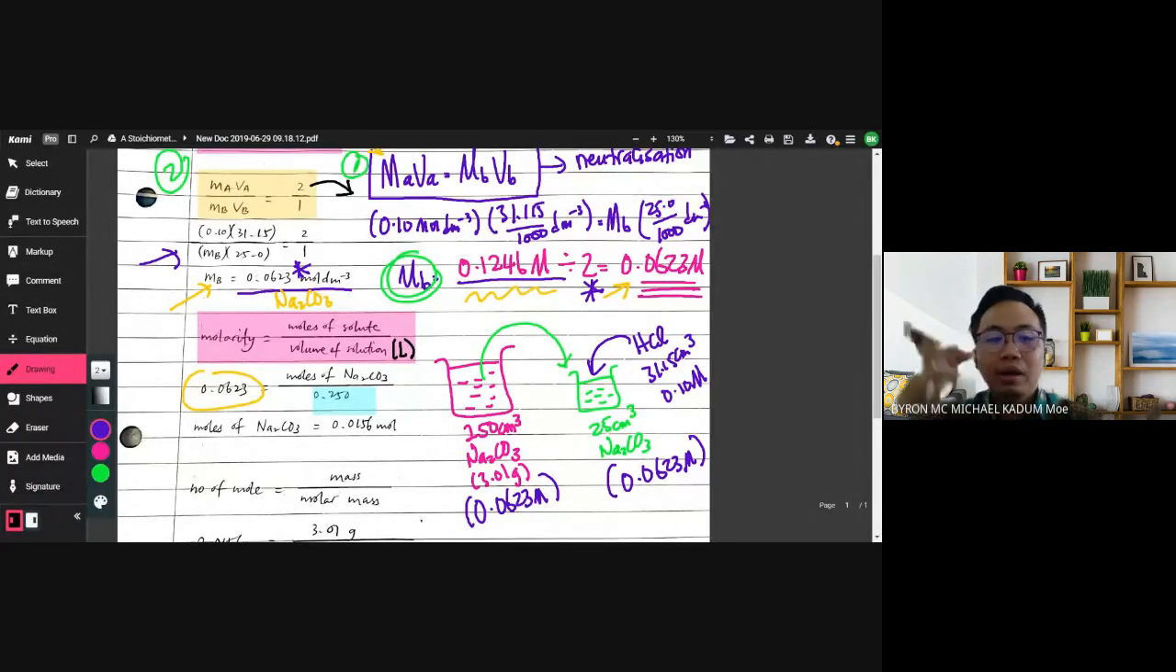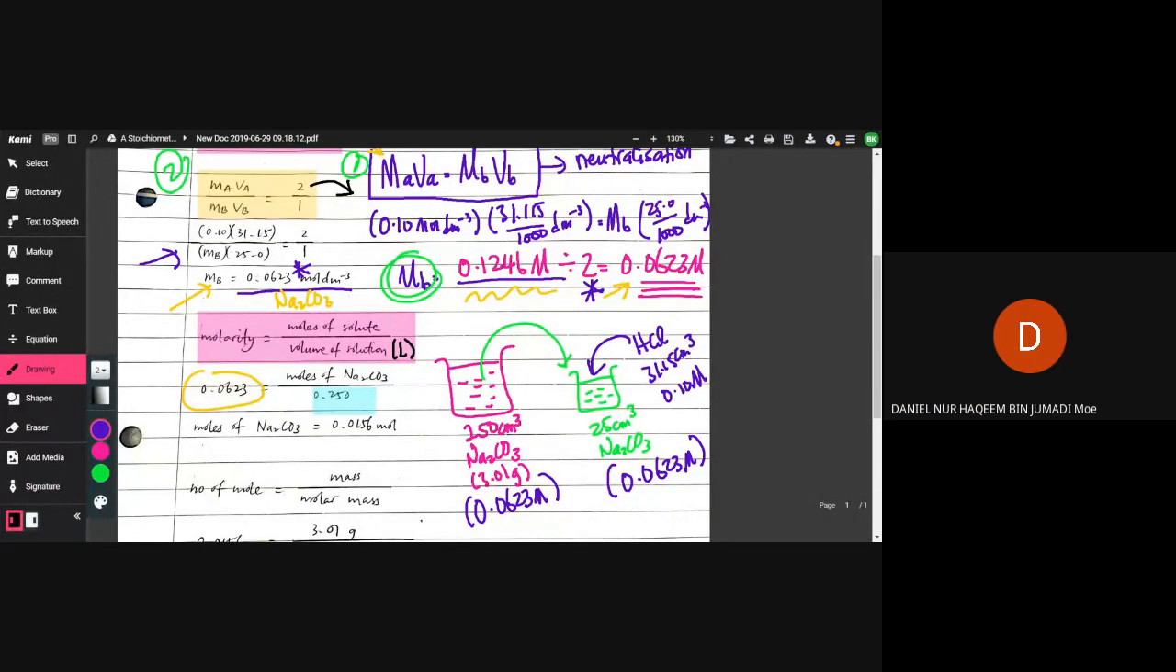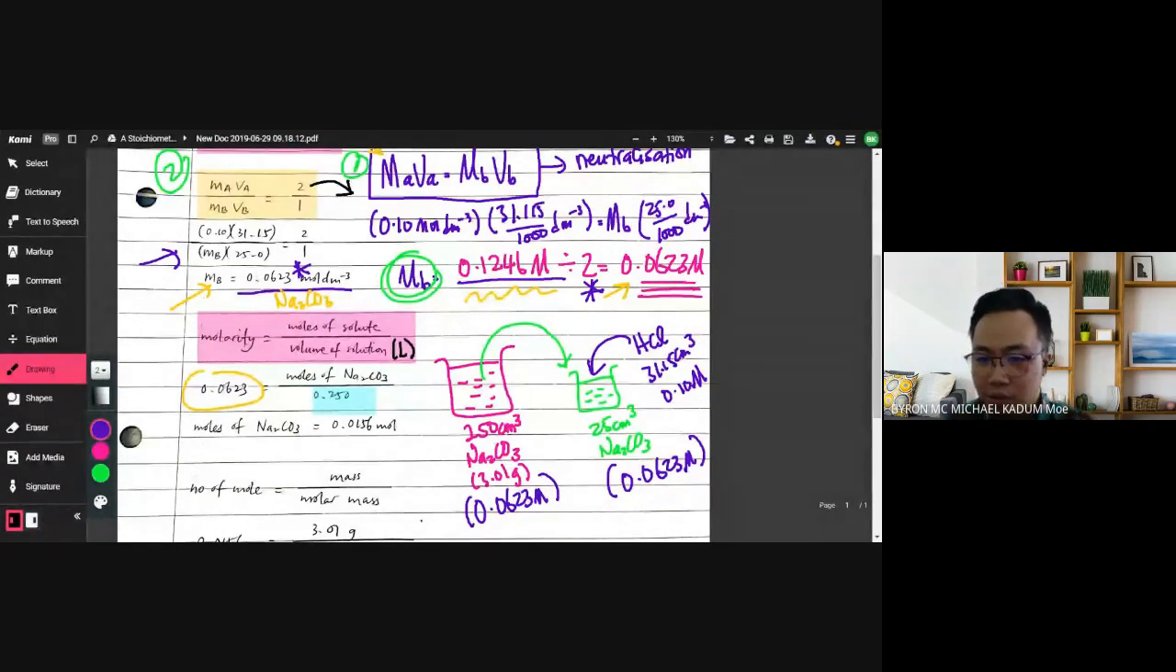Sebab kita tahu, kepekatan yang dalam balang yang besar tu dengan yang kau cedok dengan gelas yang kecil will be the same. So kalau kita tahu kepekatan yang dalam gelas yang kecil tu, automatically kita akan tahu juga kepekatan dalam balang yang besar. Is that okay? Okay, sir. Ini everyday life situation.